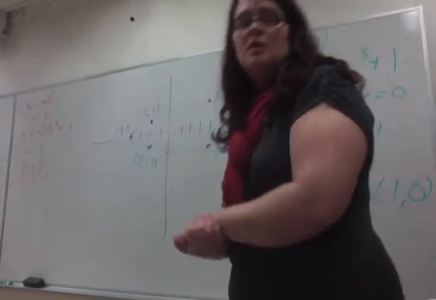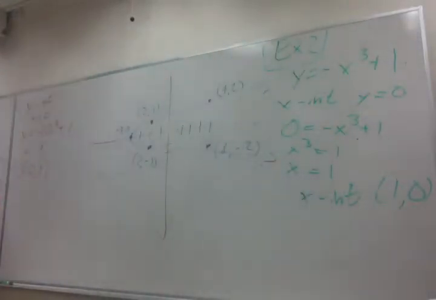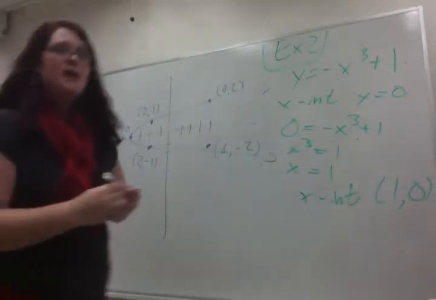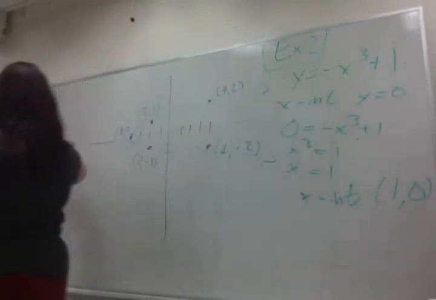In example 3, we want to determine which types of symmetry will be present in this graph here. So here we have the equation x equals negative 2y squared.